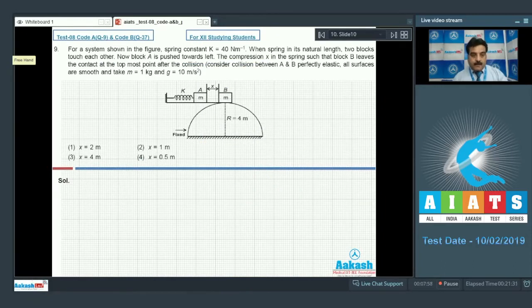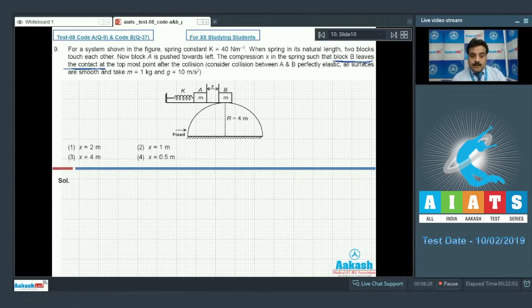In question number 9, for a system shown in the figure, spring constant K is 400 Newton per meter. When the spring is in its natural length, two blocks touch each other. Now block A is pushed towards left. The compression acts in the spring such that block B leaves the contact. This is an important point: leaving the contact means normal force will become 0.